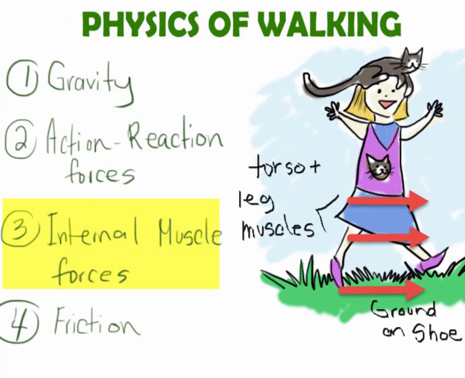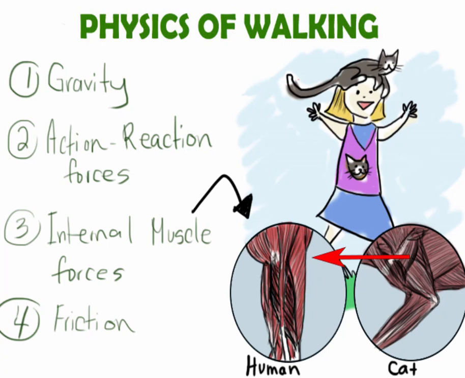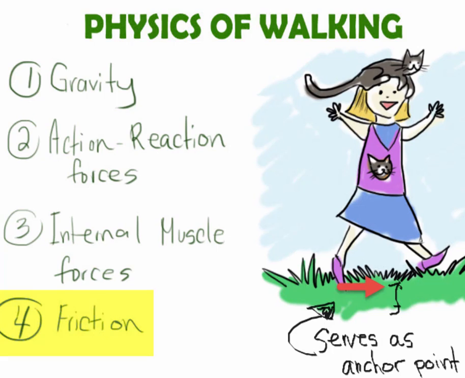We also discussed internal muscle forces. We said that the force the surface exerts on you, the reaction, in this case, ground on shoe, is equal in magnitude to the propelling force of the internal muscles. And we compared this in the cat and in humans. For the cat, the propelling force would be from the shoulders, while in humans, because we are bipedal, the propelling force would be in the torso and leg muscles. And in relation to this, we said that when we walk, we have static friction in the direction of motion acting like an anchor point, so we don't slip when we walk.